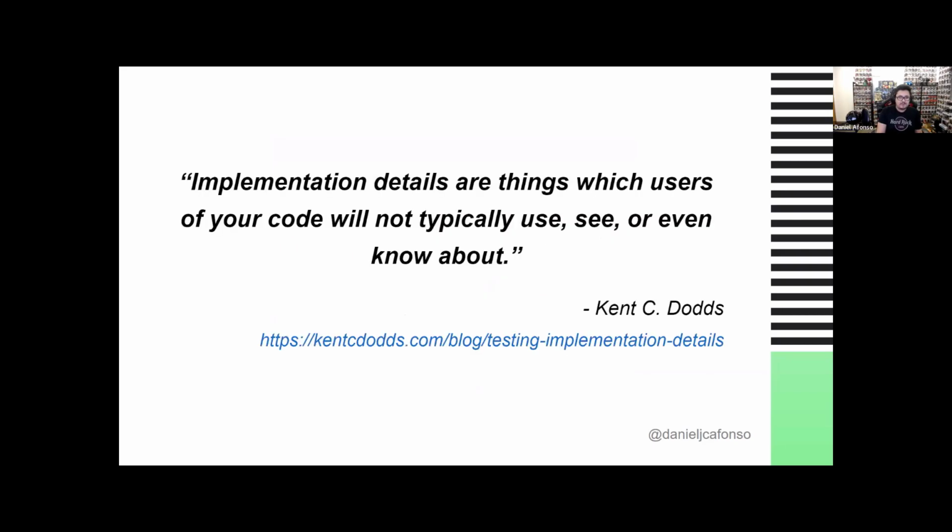Now you might be wondering, what are implementation details? As Kent C. Dodds says, implementation details are the things which the users of your code will not typically use, see, or even know about. And putting this in perspective, our tests were full of implementation details. We were tying our tests to a bunch of stuff that our user didn't have to know existed to run our application. And from this point on, we were very, very sure that the tool we were using at the time, which was Enzyme, didn't fit our use case. So we decided to migrate out of it.